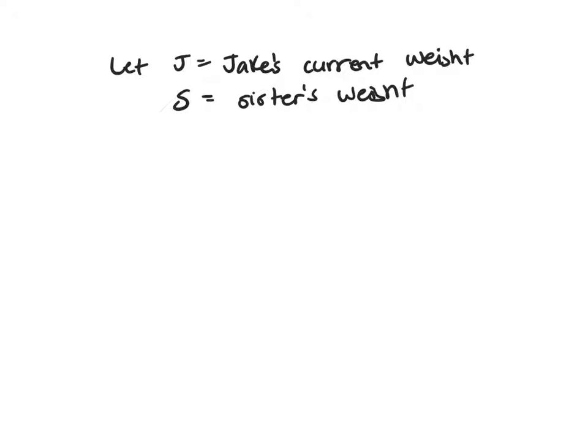All right, we're trying to figure out what is Jake's present weight. So I'm trying to find Jake. It says if Jake loses 8 pounds, so that would be J minus 8. J is Jake's current weight. S represents the sister's weight. If Jake loses 8 pounds, he will weigh twice as much as his sister.